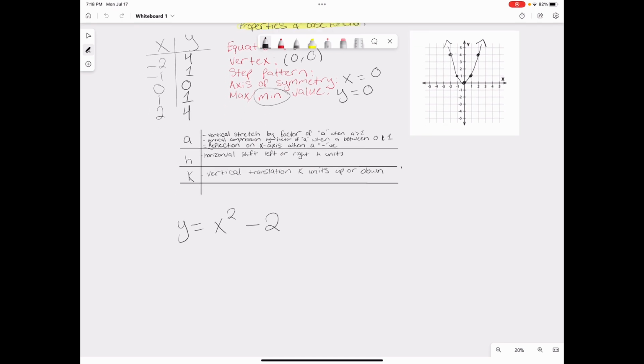And then the vertical translation, it means it goes k units up or down. So if we have y equals x squared plus 2, this parabola has gone down by 2 values. It has translated vertically down by a factor of 2 because, again, of that negative that exists in the brackets.